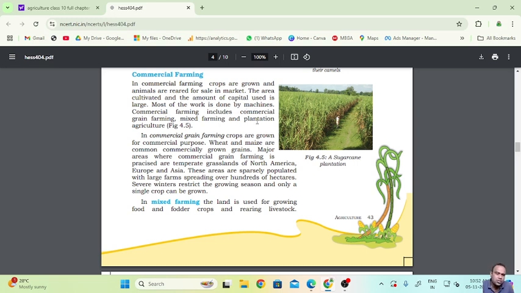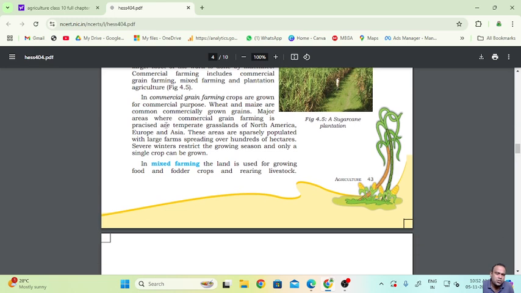Commercial farming includes commercial grain farming, mixed farming, and plantation agriculture. In commercial grain farming, crops are grown for commercial purpose. Wheat and maize are the common commercially grown grains. Major areas where commercial grain farming is practiced are temperate grasslands of North America, Europe and Asia. These areas are sparsely populated with large farms spreading over hundreds of hectares. Severe winters restrict the growing season and only a single crop can be grown.